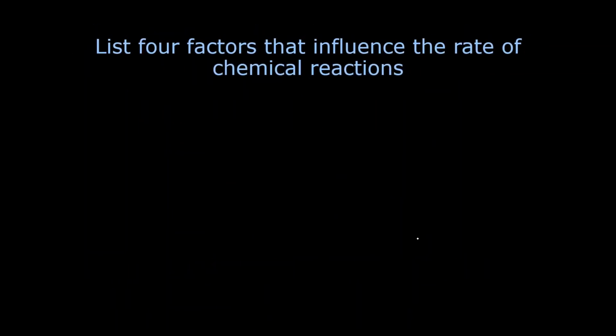List 4 factors that cause the rate of a chemical reaction to change. Well, that's very easy. Temperature, pressure, pH, and enzymes. There are others too. You could talk about the concentration of the reactants and other things as well. But usually you hear temperature, pressure, pH, and the influence of enzymes.